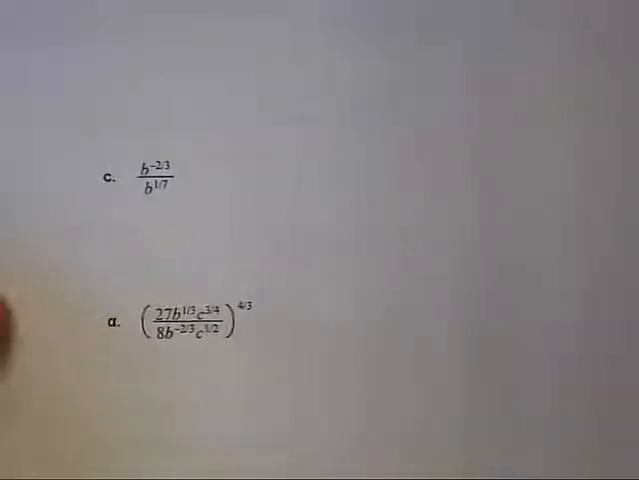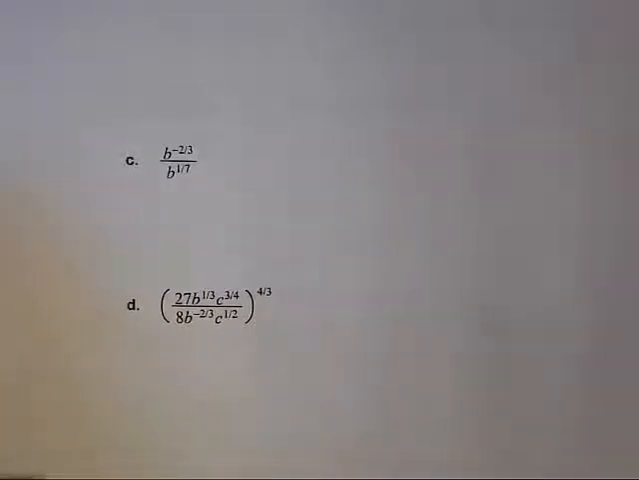All right, now let's jump down to B. C, B to the negative 2/3 divided by B to the 1/7. This one seemed to be causing a lot of problems as I was walking around. What do you do?